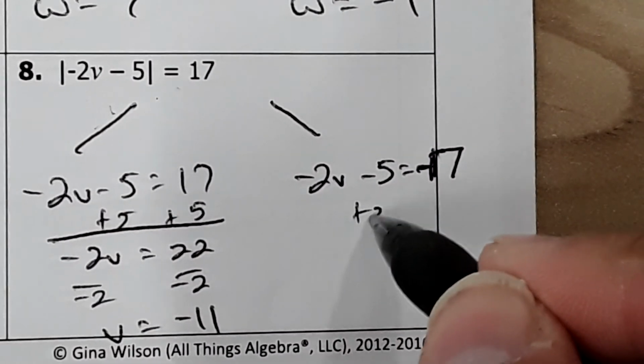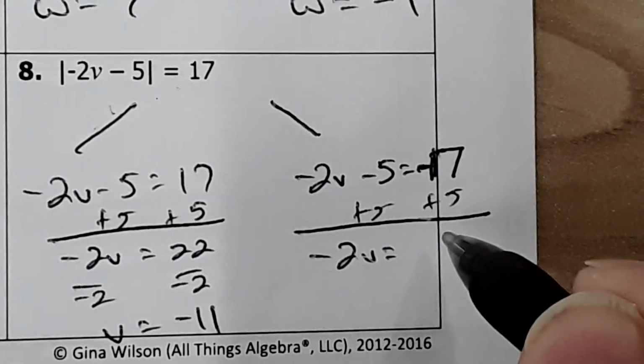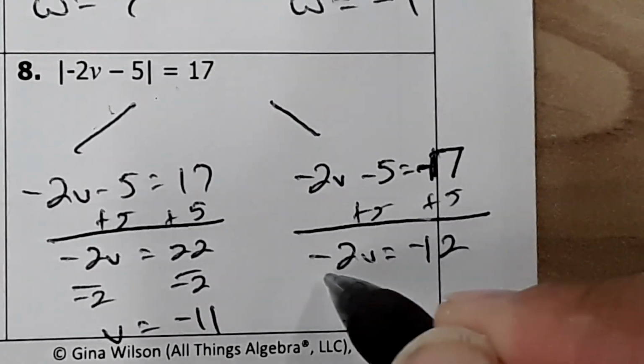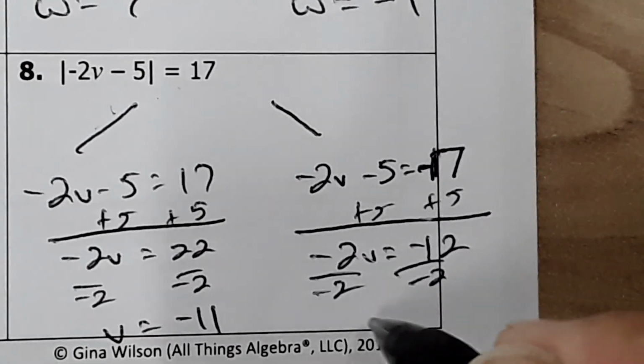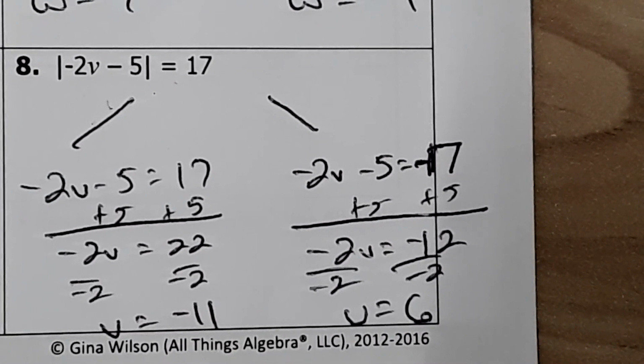Over here, I'm going to add 5. And I'm left with negative 2V equals negative 12. And then when I divide by negative 2, I get V equals 6. So those are my two solutions.